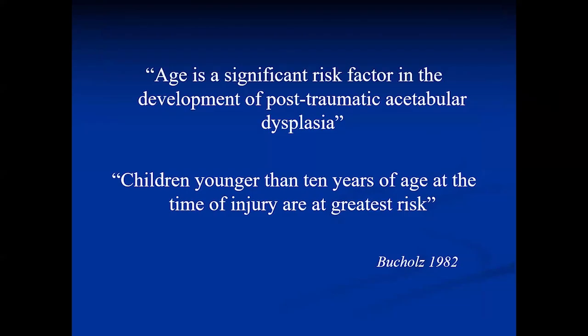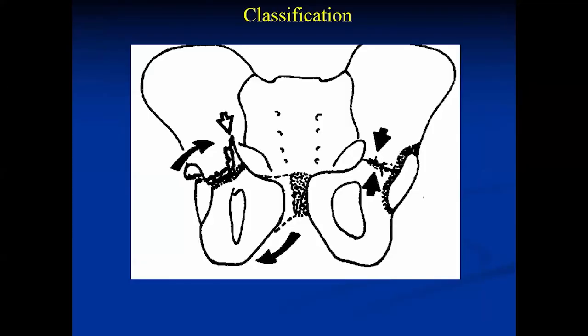Typically, we look at age as the most significant risk factor in the development of post-traumatic acetabular dysplasia. Children younger than 10 years of age at the time of injury are at the greatest risk. Now, obviously, it is very rare for that group of patients to get an acetabular fracture, because that triradiate is still open and there's so much more growth potential. It's a very, very young age group. Even though we think they're going to heal everything, you have to worry about these acetabular injuries.